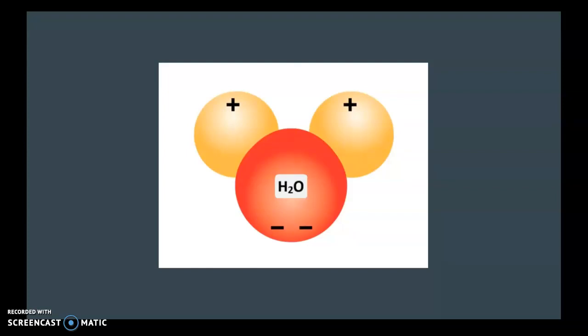The distribution of charges is not perfectly even. There's a little more negative charge on one side of the molecule than on the other. Such molecules are said to be electric dipoles.